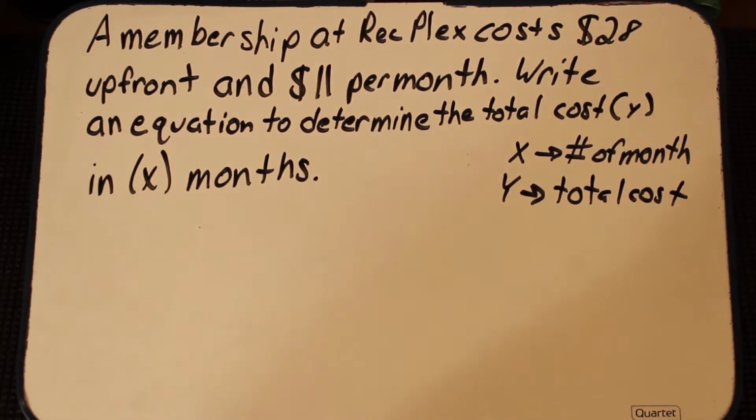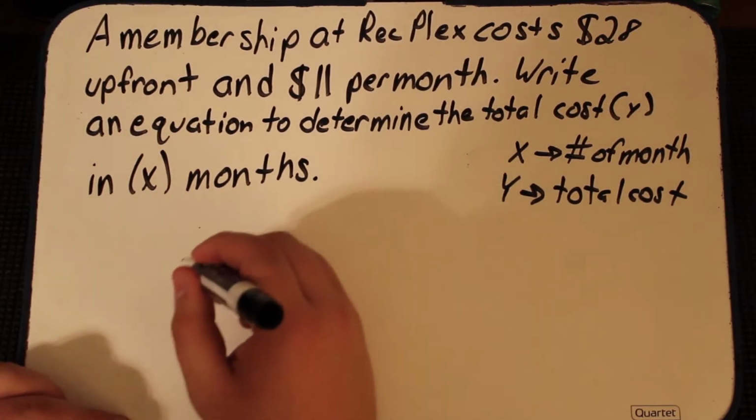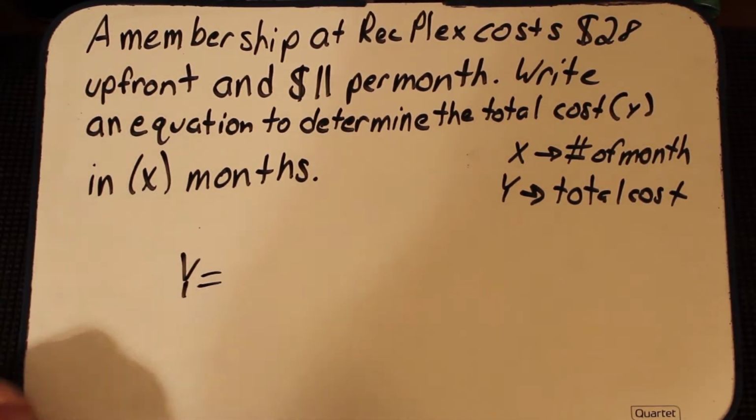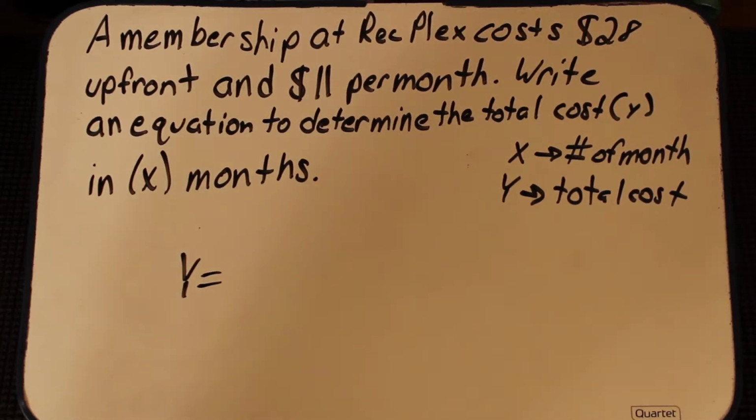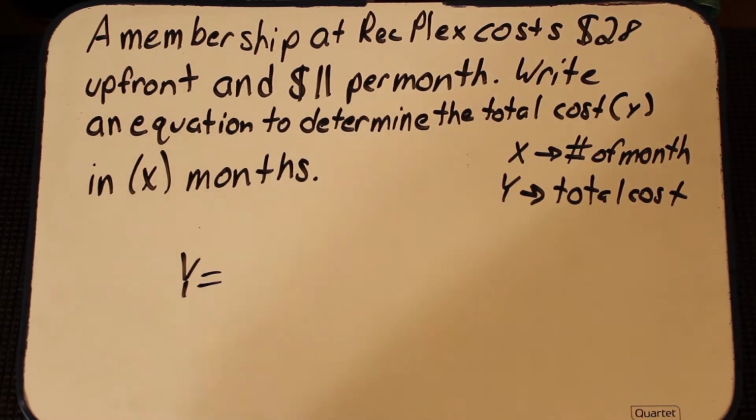Now I have enough information that I can write an equation to figure out how much it costs for whatever amount of months I decide. Since we're looking for the total cost, the first thing we're going to write down is the variable that represents total cost, or the total for everything. So we have Y equals. Next thing we want to look for is our rate of change, our something per something. I see here we have $11 per month.